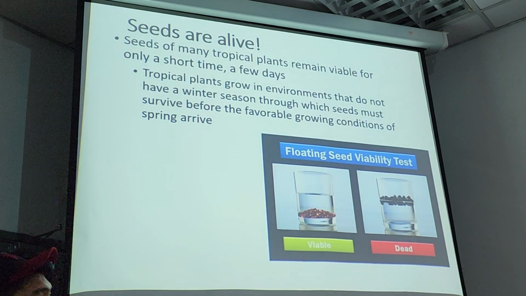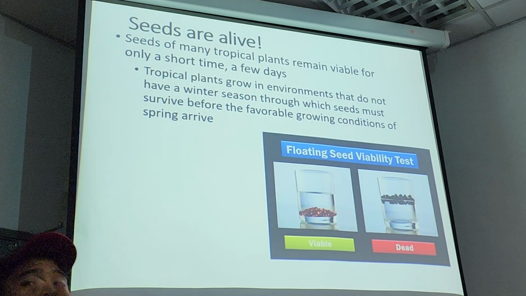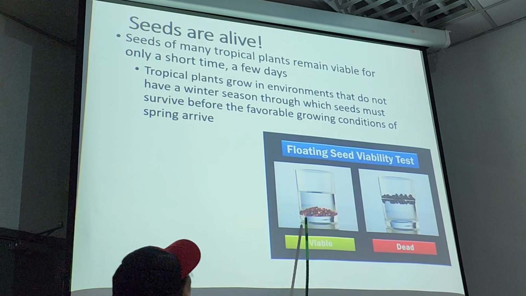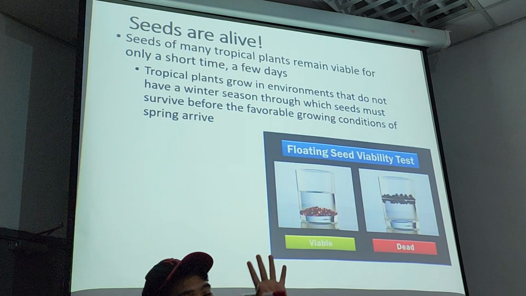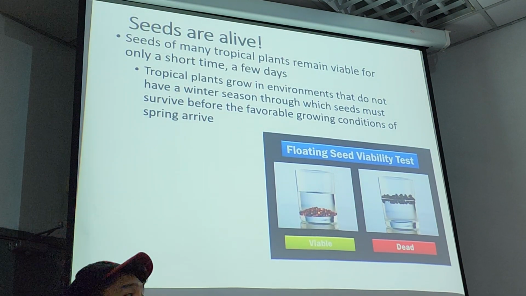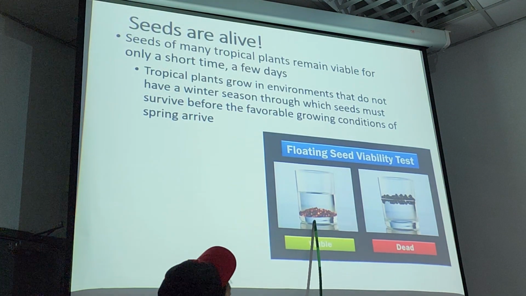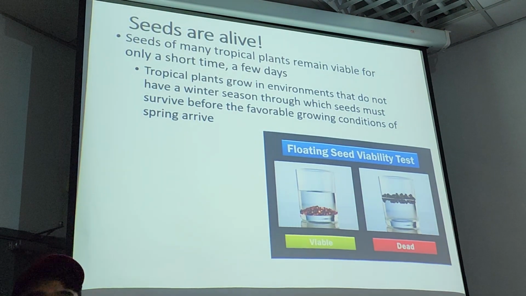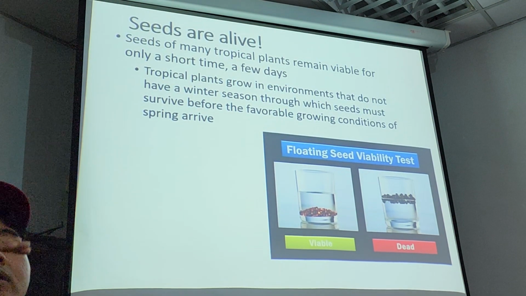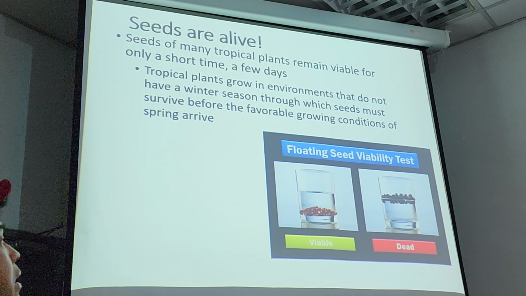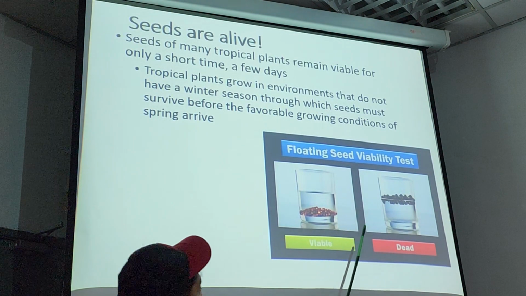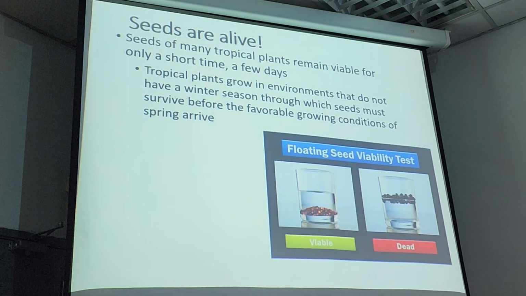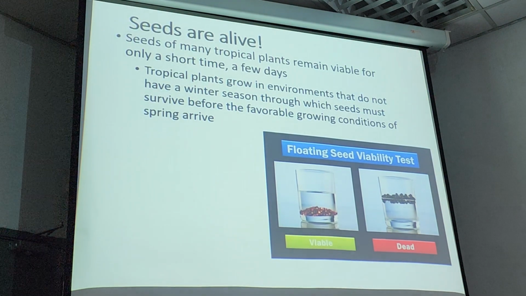To determine viability, there are many tests that you can do. The easiest one is by soaking. You can use just regular tap water or salt water. Usually when the seeds are viable, they are denser and they sink to the bottom of your solution. Those that are dead will be floating in the water.